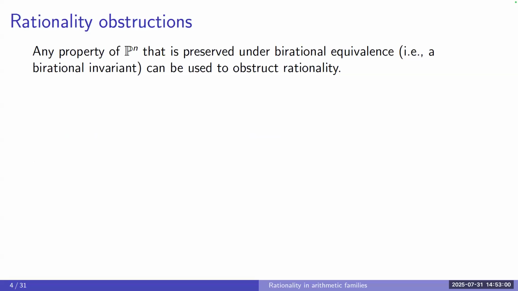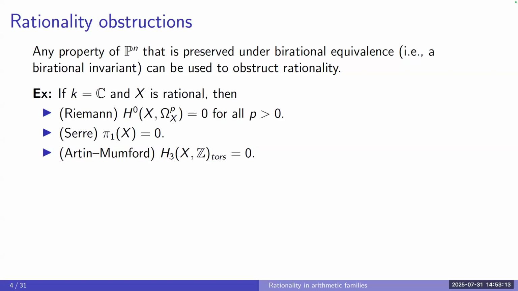Okay, so any property of projective space that's preserved under birational equivalence is something you could use to obstruct rationality. So any of these birational invariants. So maybe let me give some examples.